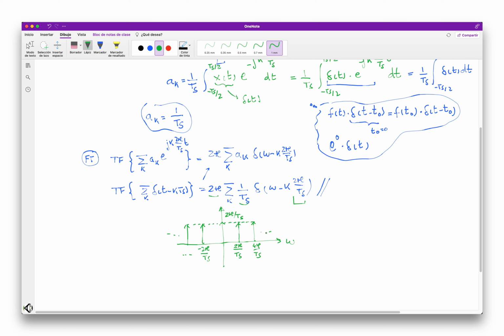Okay, this is the transformation of the original train of deltas in the frequency domain, and it's something that I encourage you to learn by heart: the transformation of a train of deltas of amplitude 1 and separation or period Ts is another train of deltas in frequency of amplitude 2 pi divided by Ts, and the separation 2 pi divided by Ts.